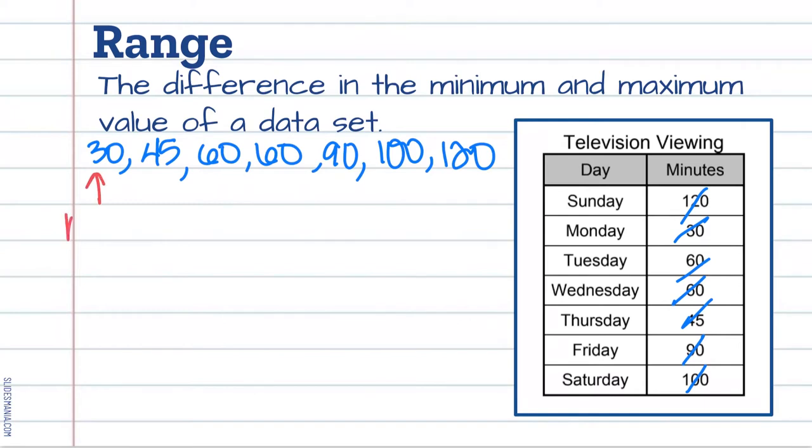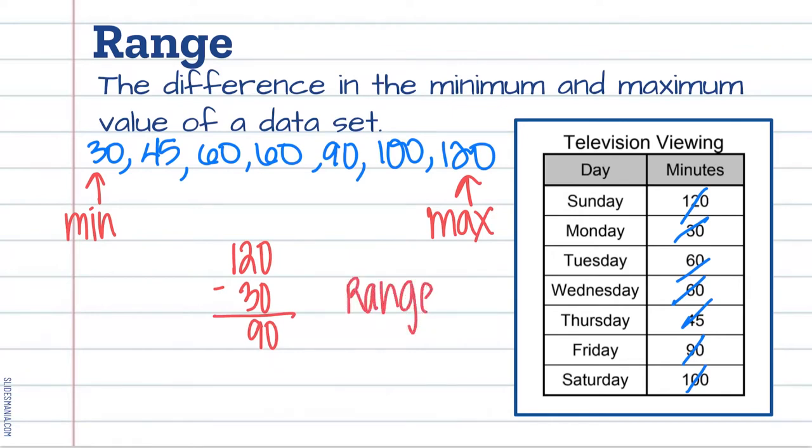So 30 is my minimum value. This is the smallest value in my data set. And 120 is my maximum. So the difference, or the distance between those two numbers, is 90, because I can do 120 minus 30 to get 90. So my range here is equal to 90.